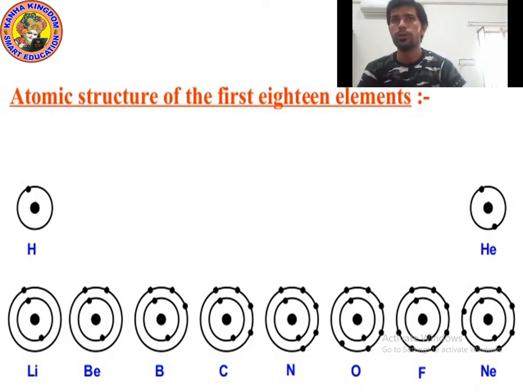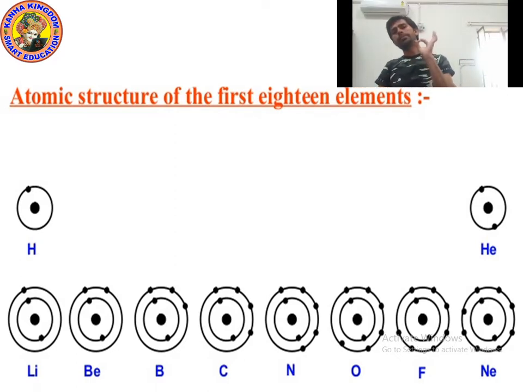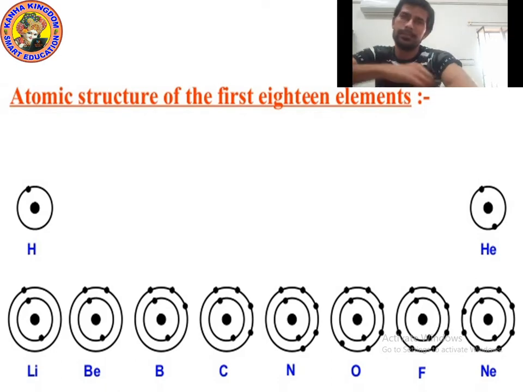So you can see the first element is hydrogen. In hydrogen, how many electrons are present? We know that only one electron is present. So we will draw the first circle around the nucleus. The big black dot is representing the nucleus.